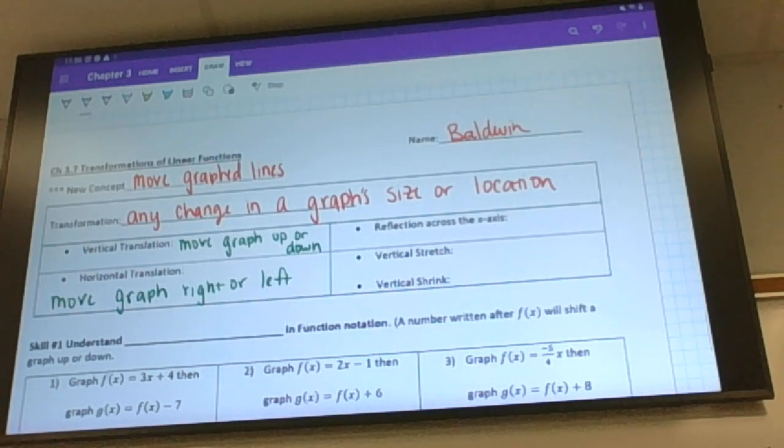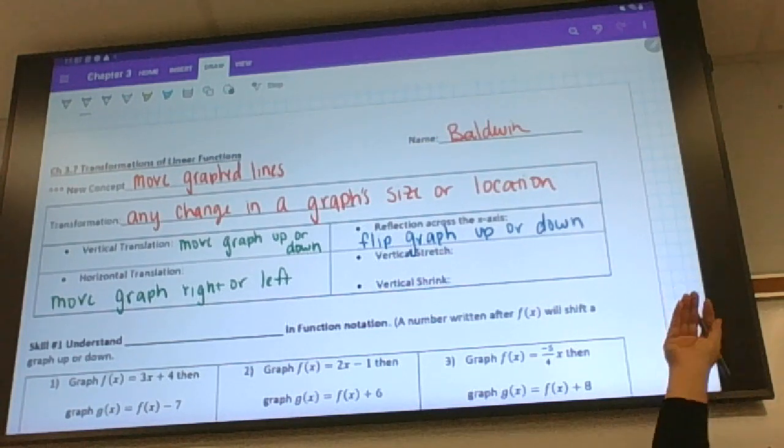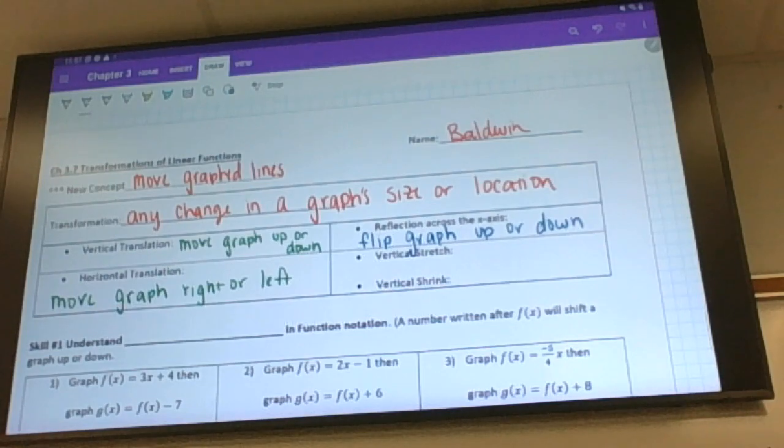Alright, a reflection across, you guys know the word reflection? A reflection across the x-axis will flip a graph, flip a line, up or down, because the x-axis goes like this. You flip it up, you flip it down.